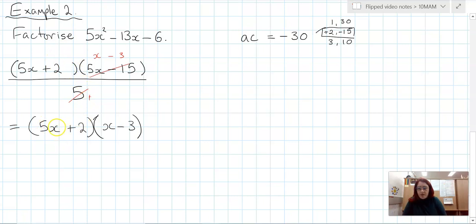Ooh, lost my mouse again. So 5x times x gives us 5x squared. 5x times negative 3, negative 15x. 2 times x, positive 2x. 2 times negative 3, minus 6, gives us 5x squared minus 13x minus 6. So it's worked. We'll do one more example and then you guys are going to have a go.